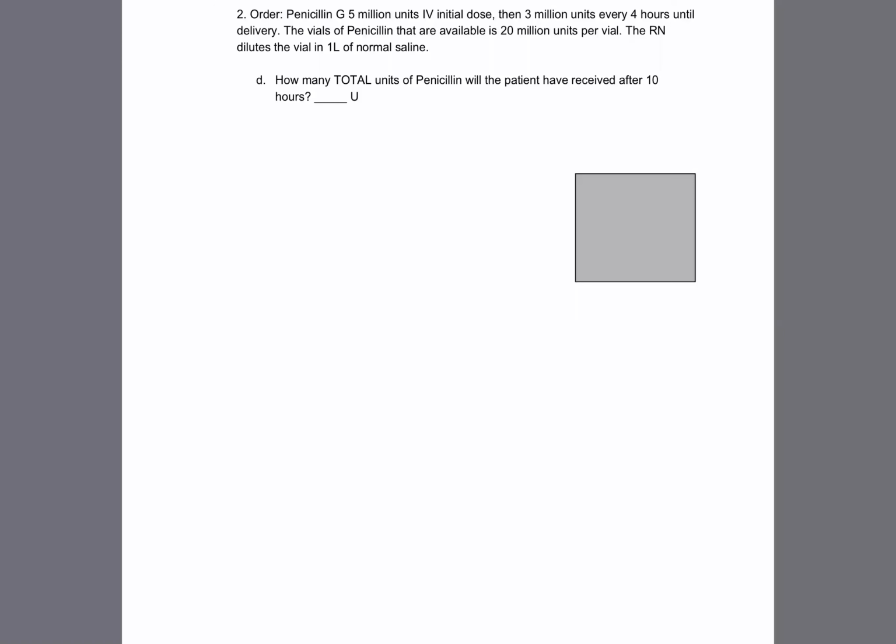Number 2, part D, how many total units of penicillin will the patient have received after 10 hours? So your initial dose is 5 million. So initial 5 million. And then every 4 hours. So after 4 hours, you have 3 million. After another 4 hours, you have 3 million.